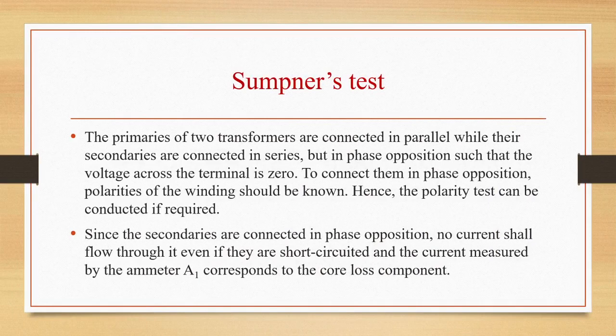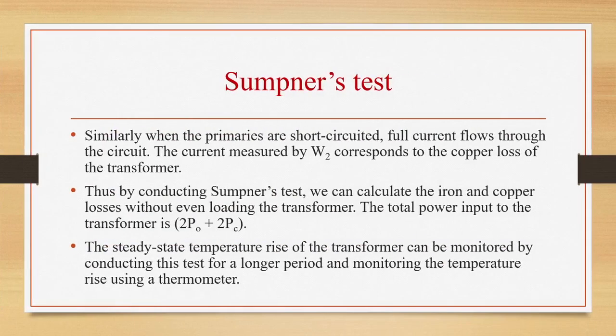So primaries of two transformers will be connected in parallel while the secondaries will be connected in series but in phase opposition, such that the voltage across the terminal is 0. So to connect them in phase opposition, polarities of the winding should be known. So polarity test can be conducted if required to know the polarity. Since the secondaries are connected in phase opposition, no current shall flow through it even if they are short circuited, and the current measured by the ammeter A1 will correspond to the core loss component.